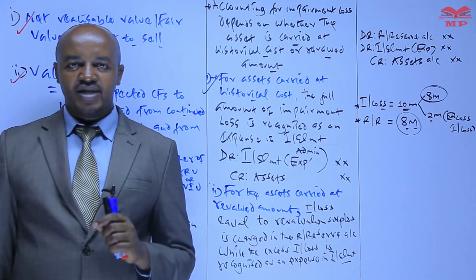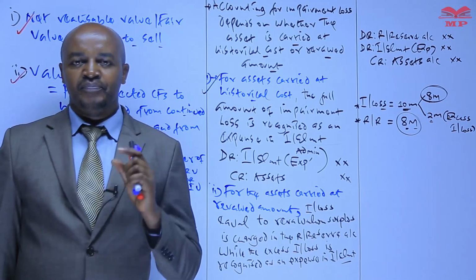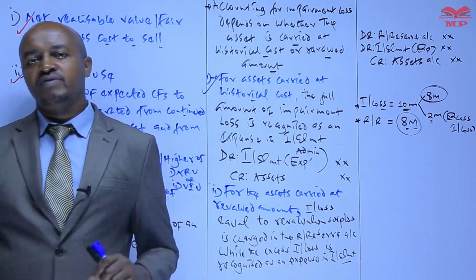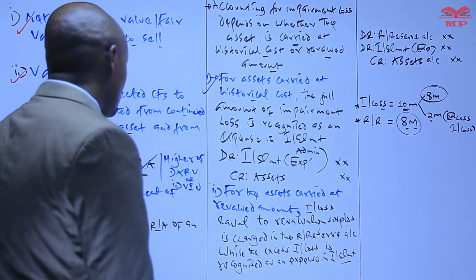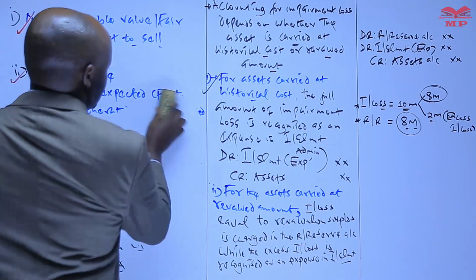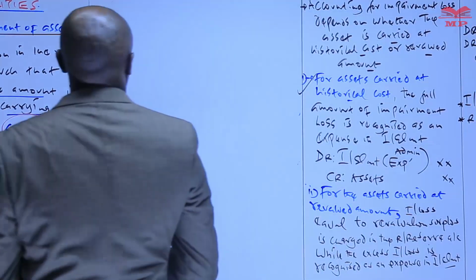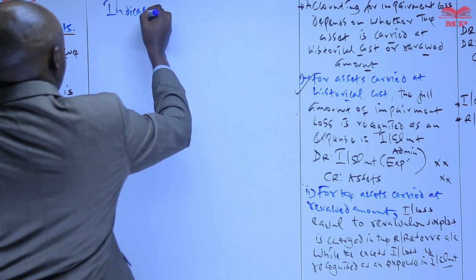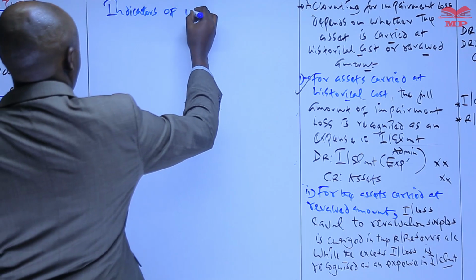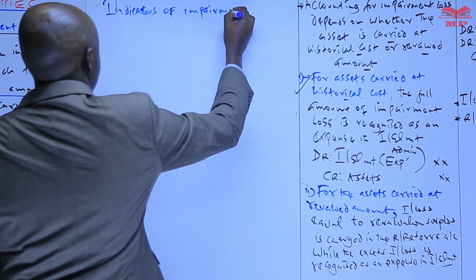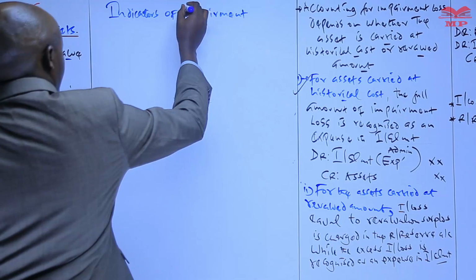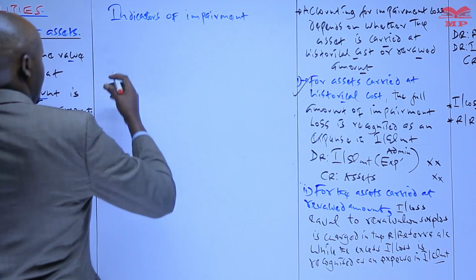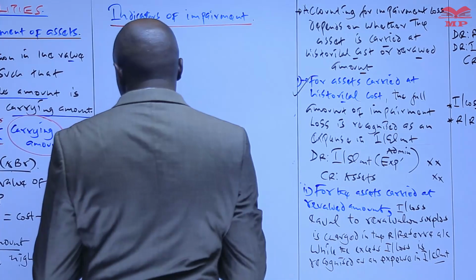And therefore, IAS 36 has gone further to outline some of the factors which could indicate that the asset could be impaired. So therefore, next, I want us to look at those particular factors. We refer to them as indicators of impairment, which are those factors which indicate that the asset could be impaired.